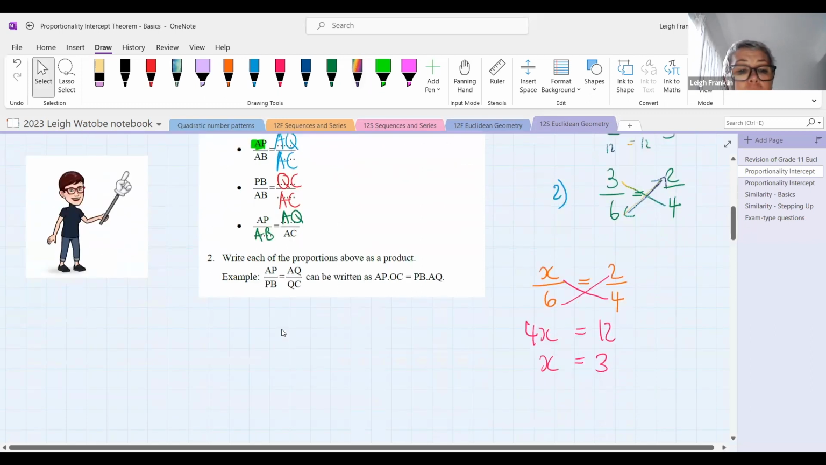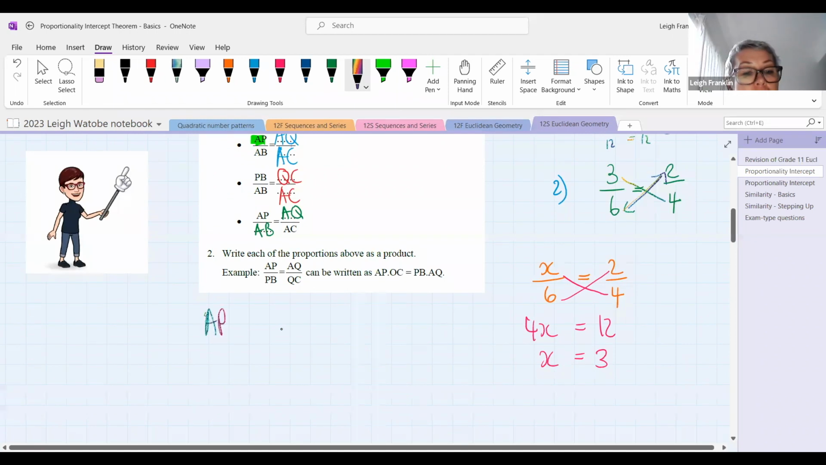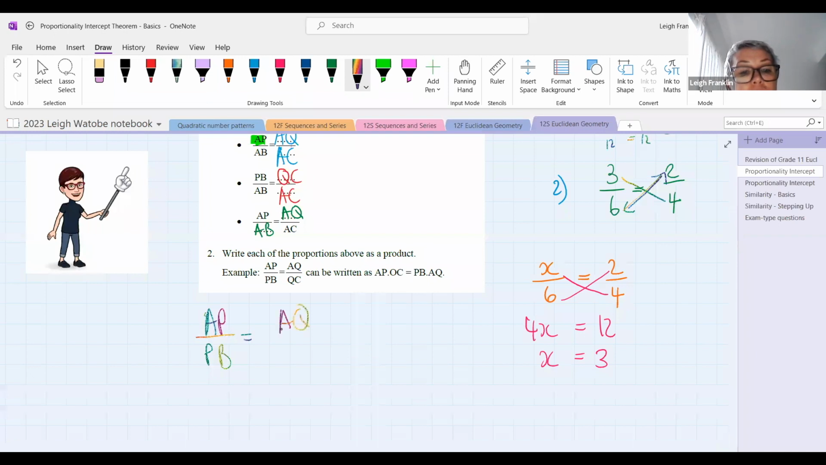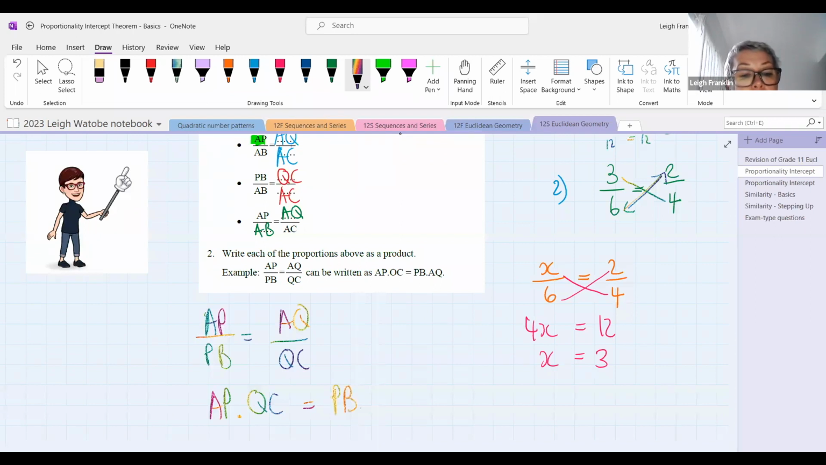So if you have got a proportion, such as this one over here, where you've got AP over PB is equal to AQ over QC, you are allowed to cross multiply. That means you're multiplying AP with QC, and it will be equal to PB multiplied with AQ, like so. Okay, that's it.